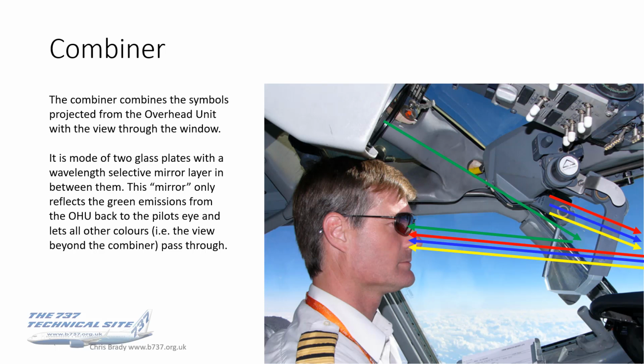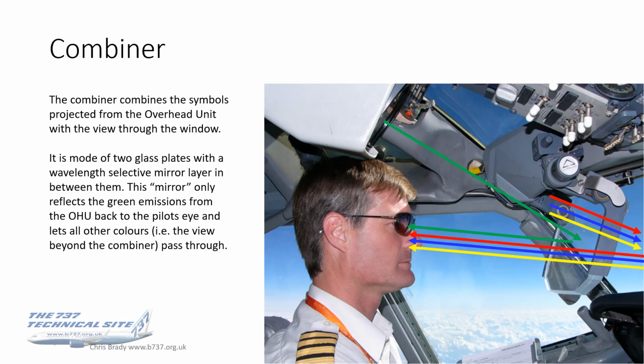Okay, so onto the combiner itself. That's a very young me, taken, I don't know, a good 20 years ago, using the HGS 2350. What I'm trying to get across in that picture is how the light is reflected or transmitted through the combiner. So the combiner, as the name suggests, combines the symbols which are projected from the overhead unit with the view through the window.